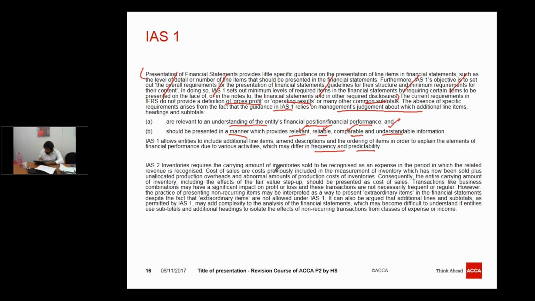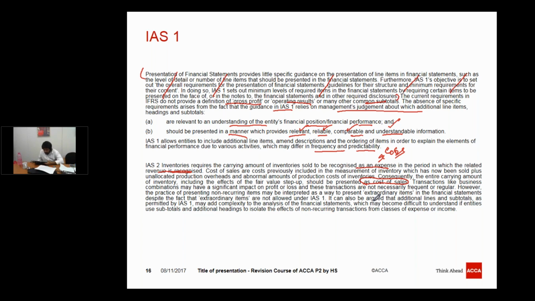IAS 2 Inventories requires the carrying value of the inventory sold to be recognized as an expense, that we do by charging this amount in cost of goods sold, in the period in which the related revenue is recognized. It is actually the matching principle. The cost of sales are the costs previously included in the measurement of the inventory which has now been sold, plus unallocated production overheads and abnormal amounts of the production cost of the inventory. Consequently, the entire carrying amount of the inventory, including the effect of the fair value step up, should be presented as the cost of goods sold. So the most important point is that whatever be the amount of the inventory, when the inventory is sold, the whole amount should be charged in cost of goods sold.